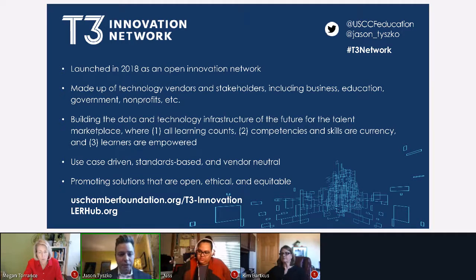Number 2, to make sure competencies and skills become the new currency of the talent marketplace. And to be currency means that it needs to be data that is also transactional, but also translatable across domains.